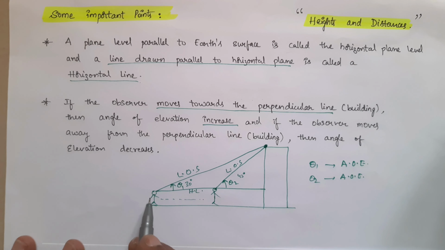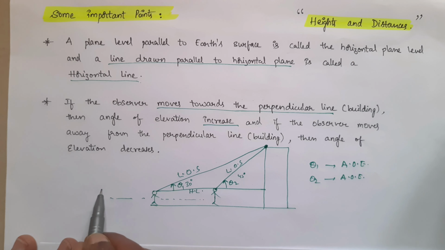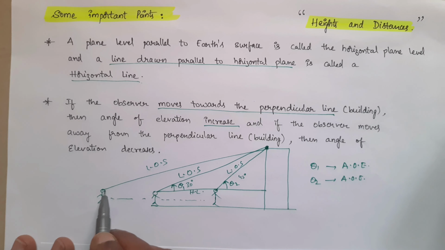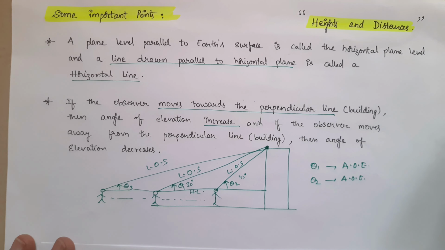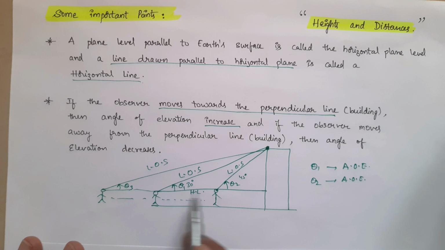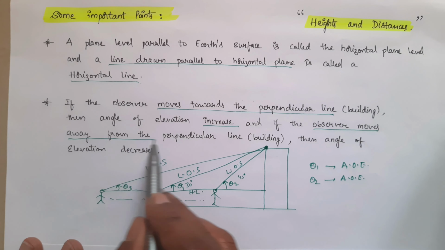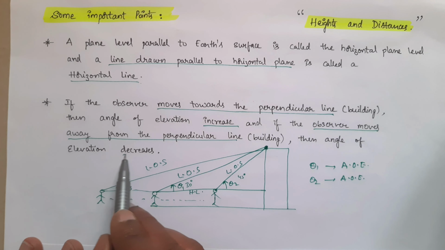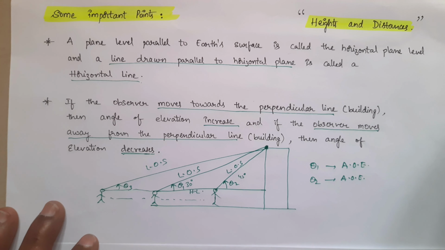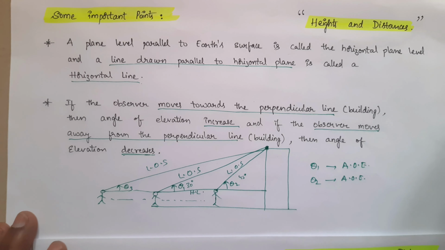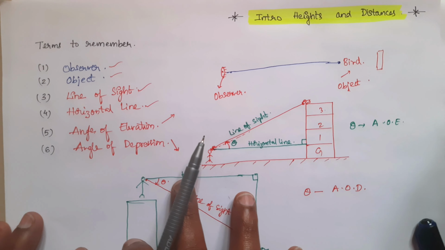Similarly, when he moves away from that, this will become the line of sight, and this angle, theta 3, is very small compared to this and this. So that is the point here: if the observer moves away from the perpendicular line, then the angle of elevation will always decrease. Okay, so this is about the important points and the introduction of heights and distances.